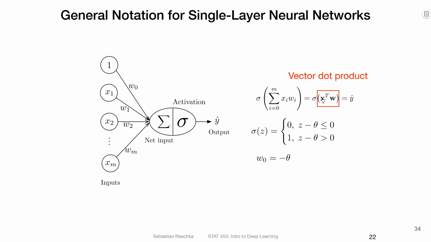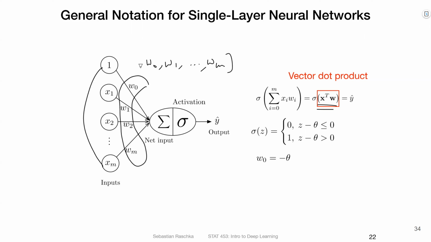And I mentioned that this is a vector dot product. Our input vector has the form of 1, x1 to xm. And our bias weight vector has the form of this, W0, W1 to Wm. This is going to be our weight vector.